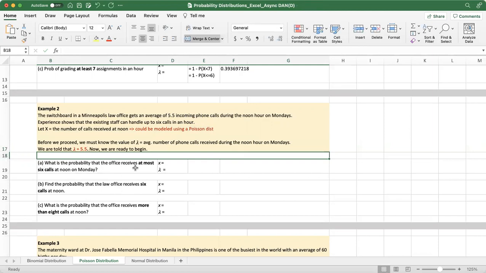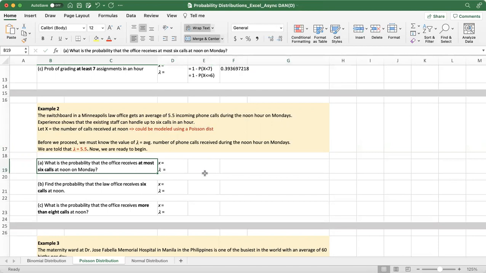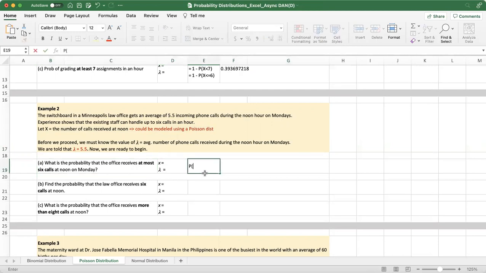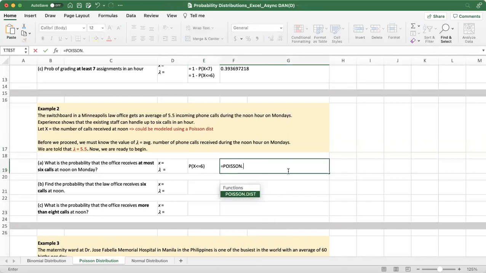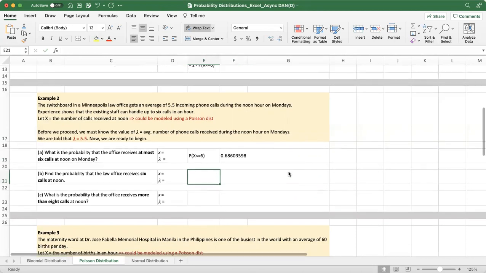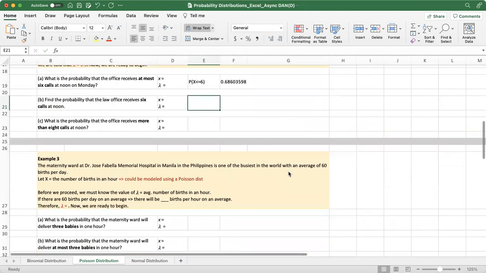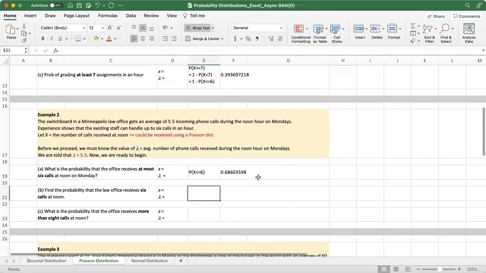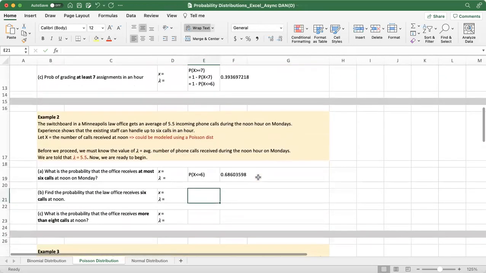What's the probability that the office receives at most 6 calls, which means probability of X being less than or equal to 6. And now we can just go ahead and compute this as 6 calls, mean is 5.5, and I'll say true. And the answer is 0.686. So I will allow you to do the other ones. And what I'll probably do is leave these down as answers here for you to follow and check up.